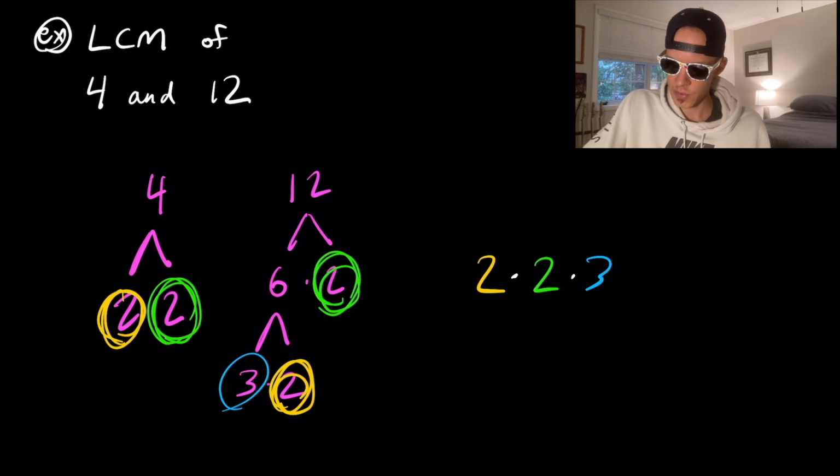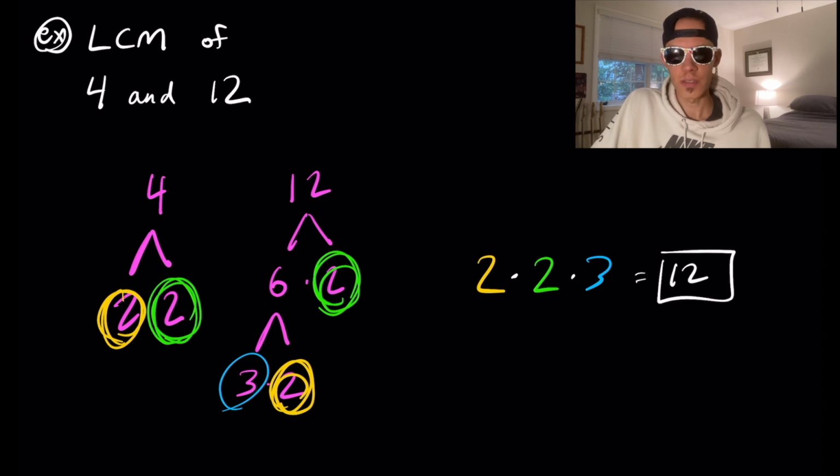And we'll get 2 times 2 times 3 is 12. So that's our least common multiple.